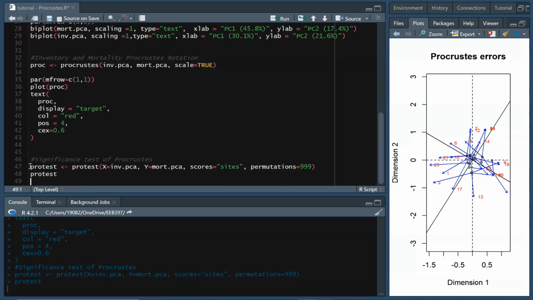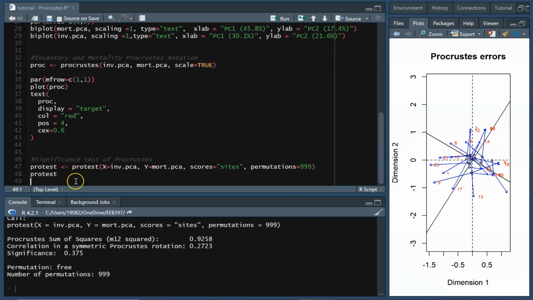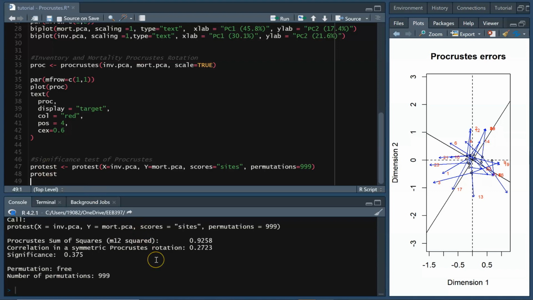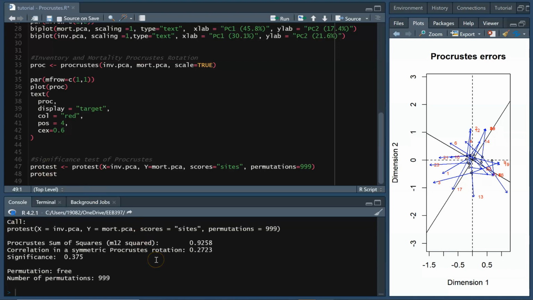But remember, we're assessing concordance or agreement. So our null hypothesis is that the data sets are not concordant, and the alternative hypothesis is that they are concordant. Since our p-value is greater than 0.05, we stick with the null hypothesis and say that amphibian inventory and mortality are not concordant across our sampling sites. As a researcher, this tells me that species-specific vulnerability is occurring, which prompts me to look into this further to see which species are more vulnerable.